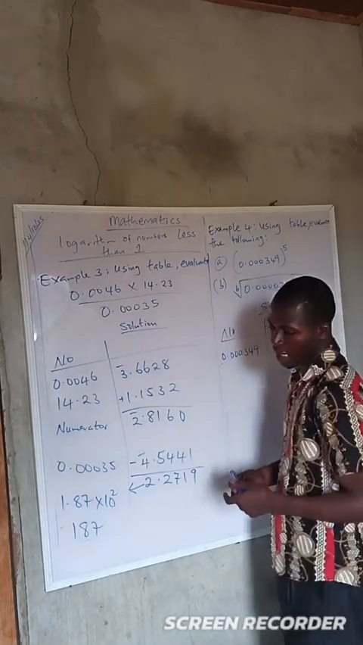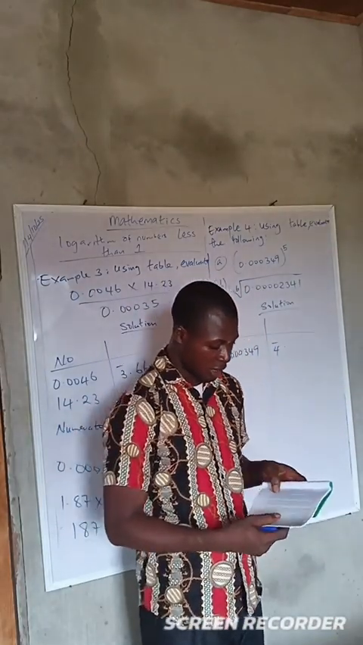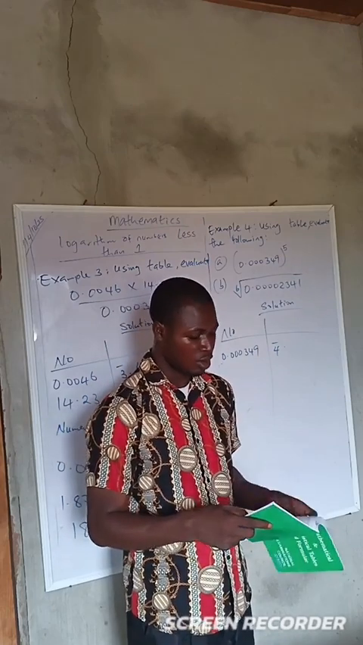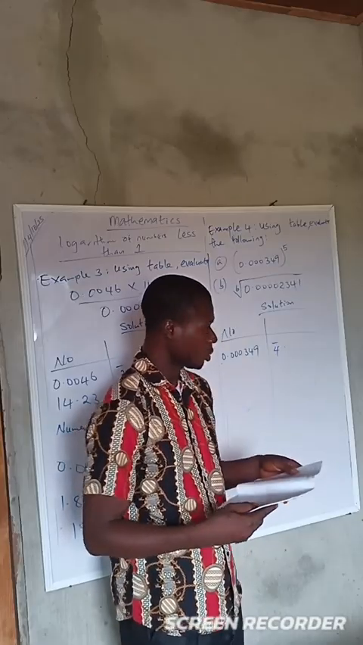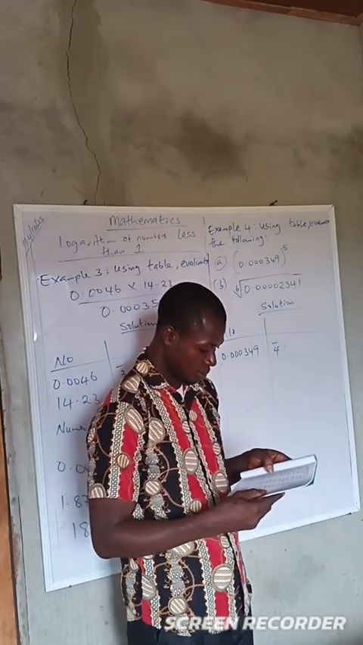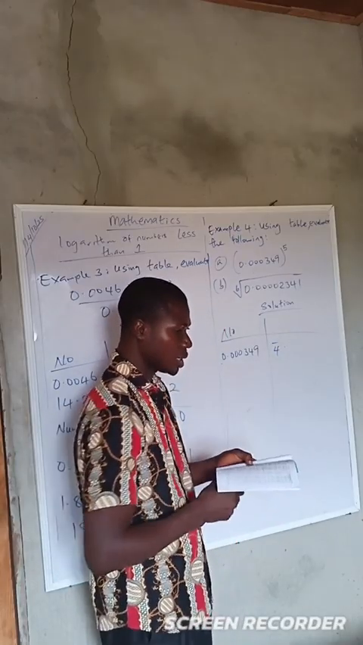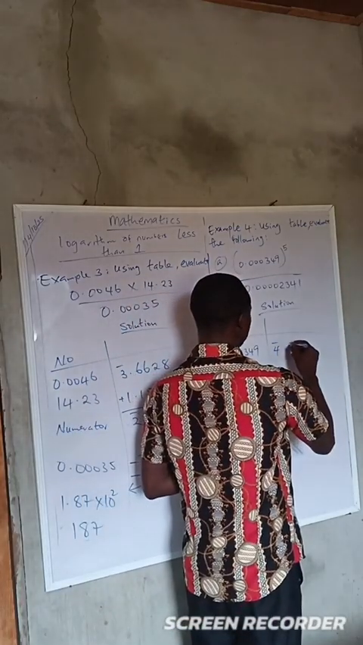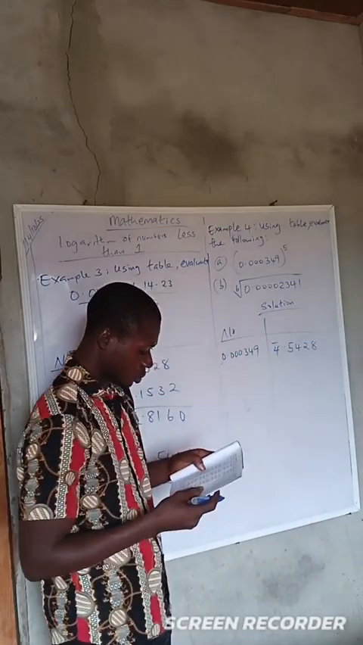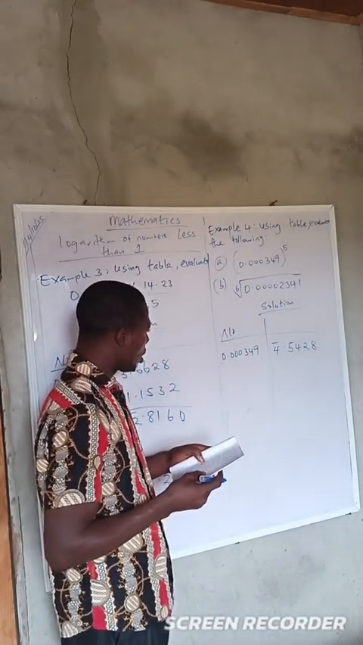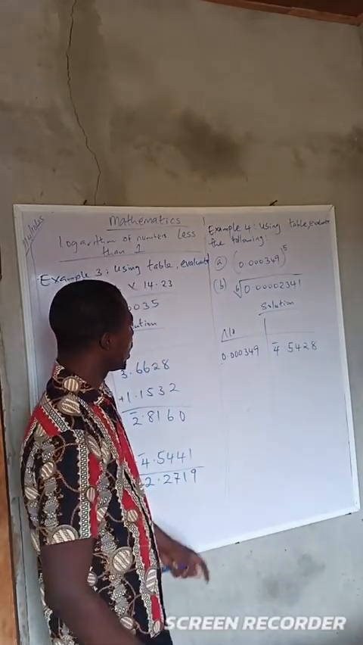Now you check 34 under 9 from your table. Ensure you are on logarithm of numbers. 34 under 9 gives us 5428. Alright. Now, the next thing we can do here is we have what?